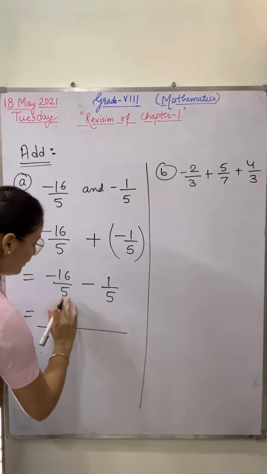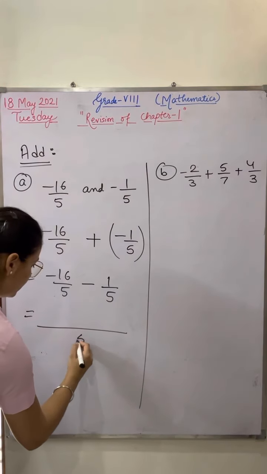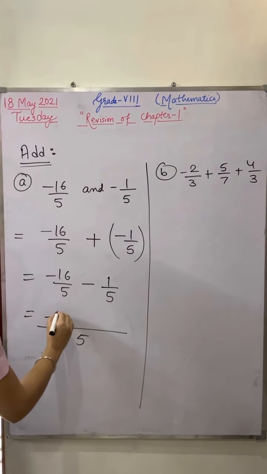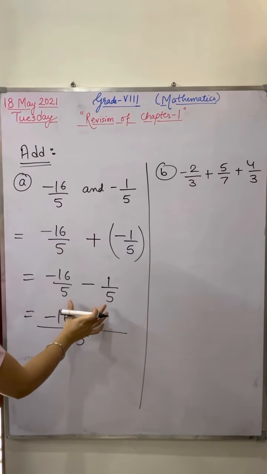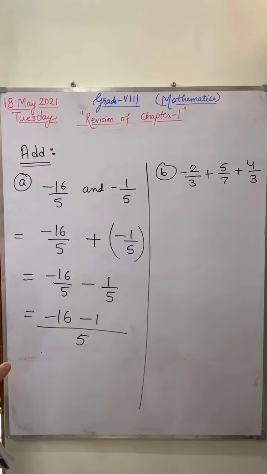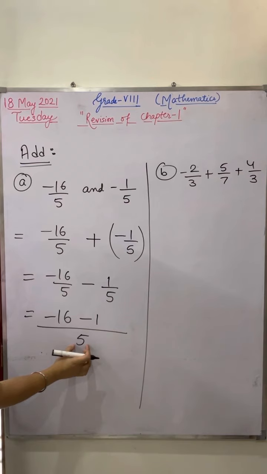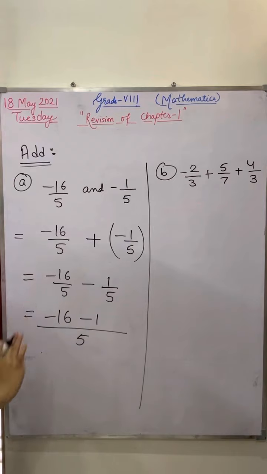Now LCM of 5 and 5 will be? Ma'am, 5 only. Very good. Now please tell me what should I write in the numerator? Ma'am, it will be minus 16 and minus 1. Whenever the denominators are same, listen everyone, you have to write down that denominator one time and the numerators as it is. Minus 16, minus 1 as it is. When they are different, then take the LCM and go with that method.